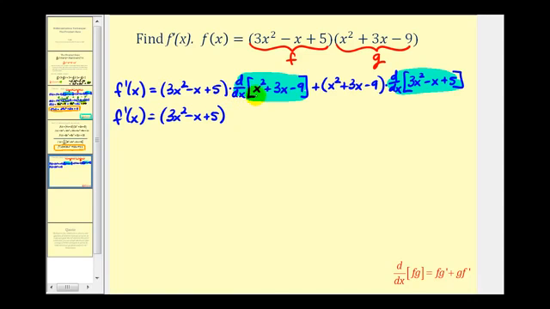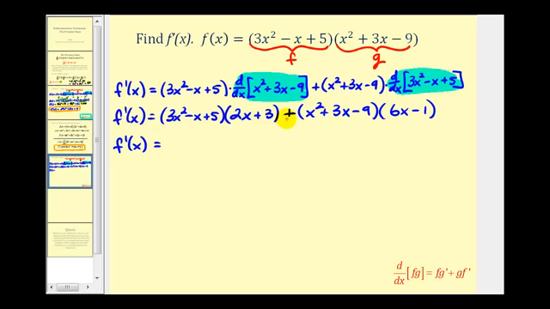The derivative of x squared plus 3x minus 9 is going to be 2x plus 3. And then we have the second function times the derivative of the first function. This should be 6x minus 1. Now we'll multiply this out and combine like terms. And to help us simplify this, I'm going to line up the like terms vertically.